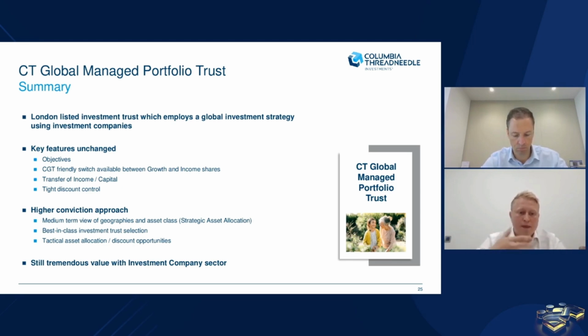Myself and Paul, as well as other individuals within Columbia Threadneedle, can work on the investment trust selection. So that really is meeting managers and referring back to our investment trust scorecard to be able to standardize that across different asset classes and geographies. And then more shorter term, could be a discount opportunity, tactical asset allocation, which can help drive performance too.